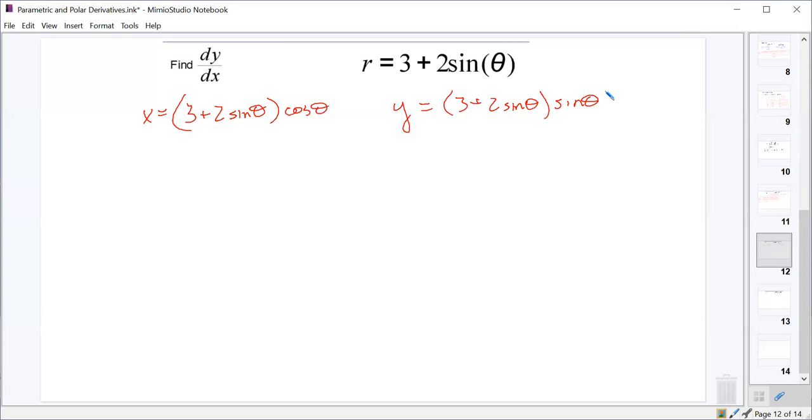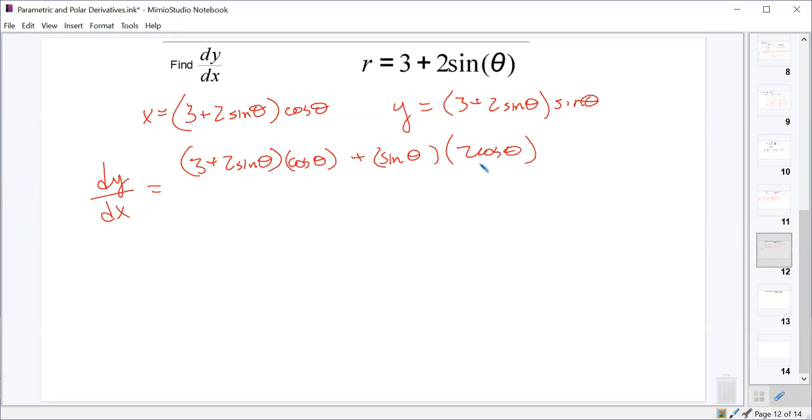Good. All right, so dy dx or dy d theta over dx d theta ought to be just these derivatives. 3 plus 2 sine theta times cosine theta plus sine theta times 2 cosine theta. Everybody agree with dy d theta?